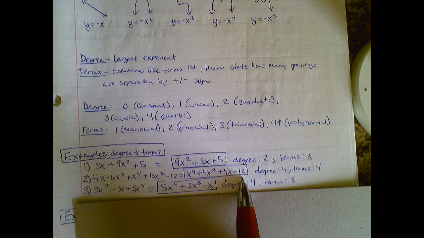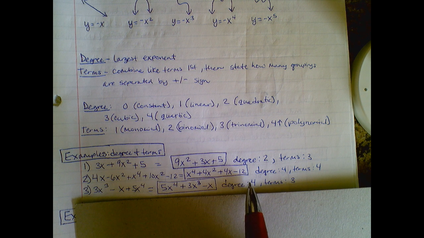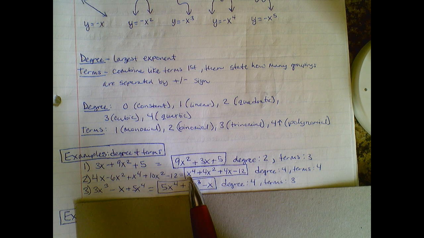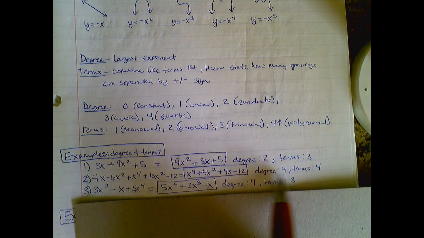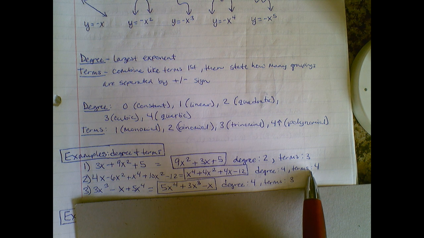Okay, now we can classify it by its degree and number of terms, but we do have to put it in standard form first, or we'll miss the problem. So then from here, the highest exponent is 4, so our degree is 4, and there's 1, 2, 3, 4 different groupings, so there are 4 terms.